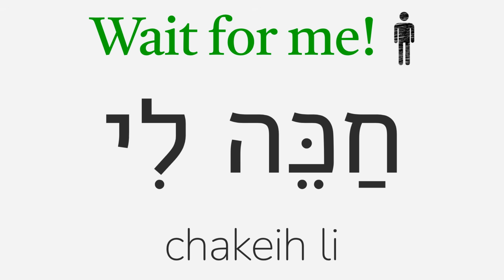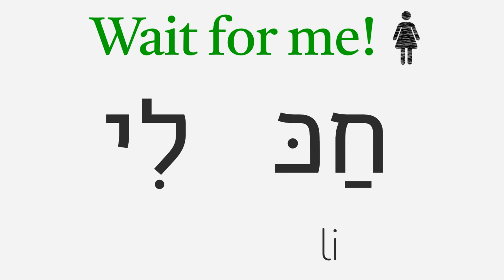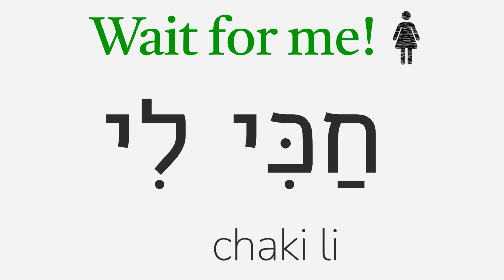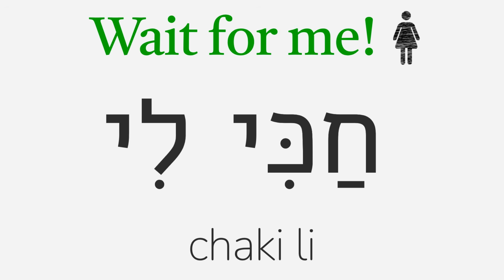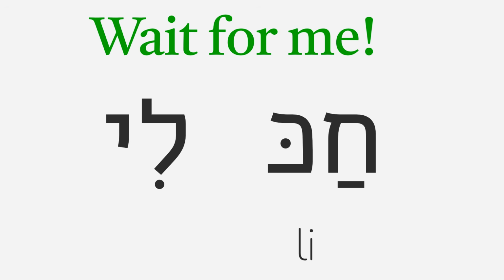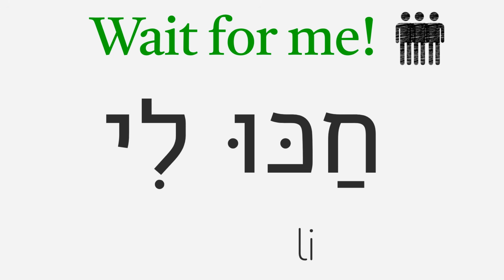Chake li. To instead command a woman, wait for me, we take the masculine singular imperative chake, and since the root ends with hey, we take off that a ending before adding e. Chaki, wait, commanding a woman. Chaki li, wait for me. The same thing happens with the masculine plural imperative, just with its ending u. Chaku, wait, commanding a masculine plural group. Chaku li, wait for me.